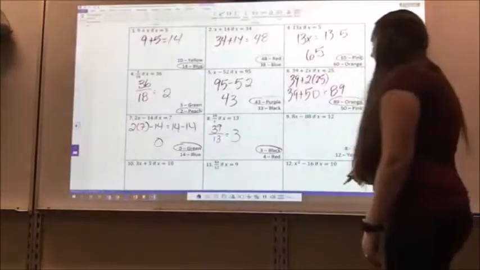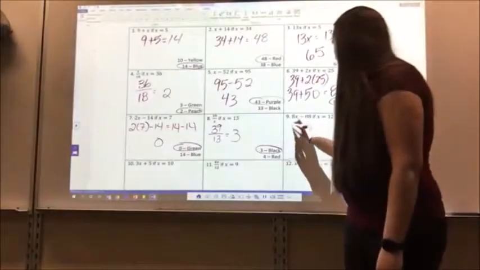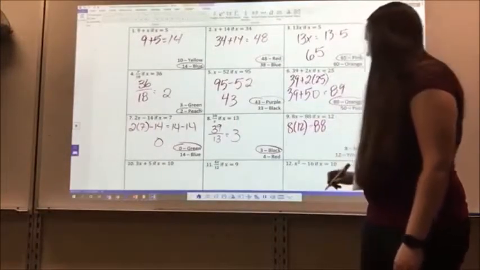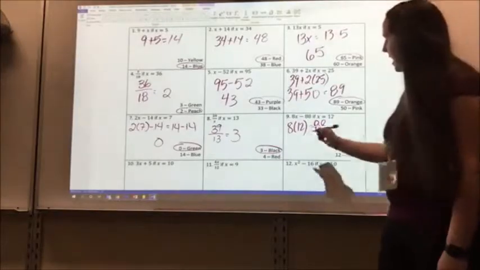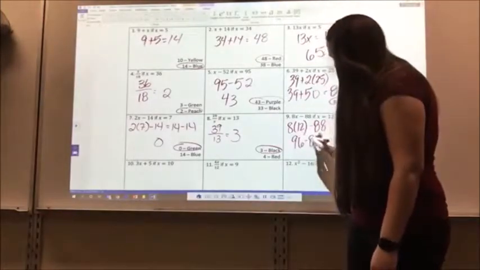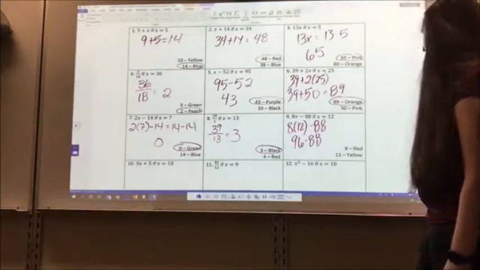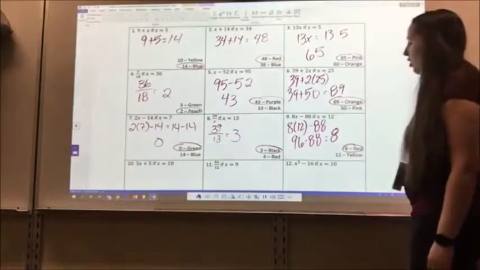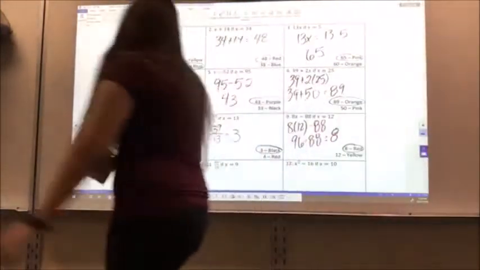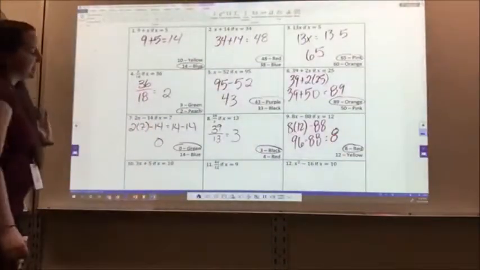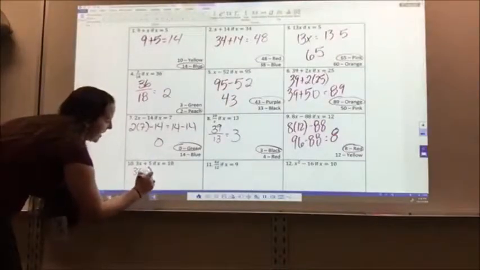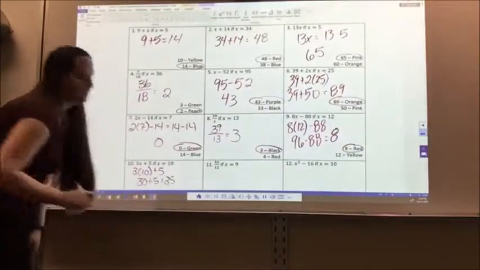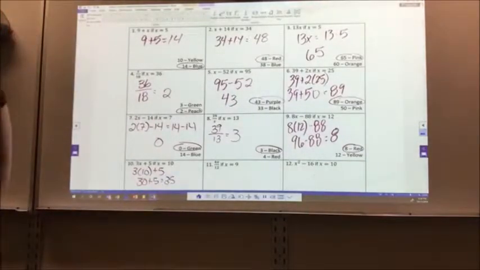Number 9, 8x minus 88 if x equals 12. So 8 times 12 minus 88. 8 times 12 is 96 minus 88. It's going to give me 8. So I'm going to color all the 9's red. Number 10, 3x plus 5 if x equals 10. So 3 times 10 plus 5. So that's 30 plus 5 equals 35. And so all of those are going to be yellow.